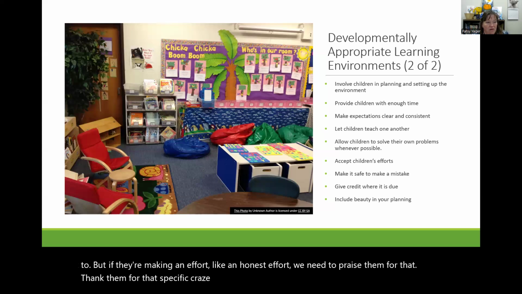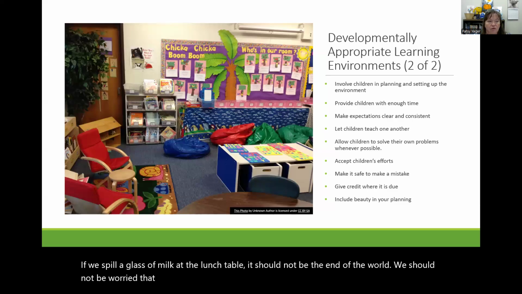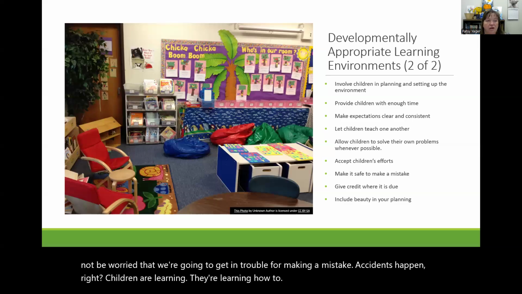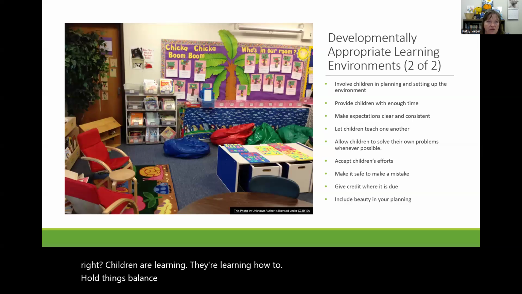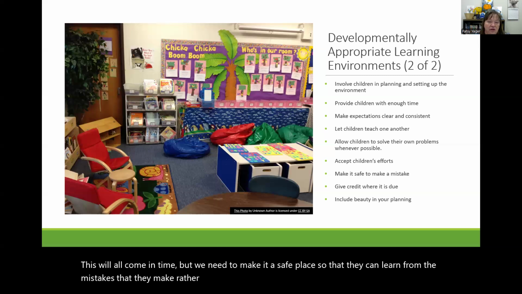Make the environment a safe place to make a mistake. If we spill a glass of milk at the lunch table, it should not be the end of the world. We should not be worried that we're going to get in trouble for making a mistake. Accidents happen, right? Children are learning. They're learning how to hold things, balance things. This will all come in time, but we need to make it a safe place so that they can learn from the mistakes that they make rather than just be worried they're going to get in trouble.